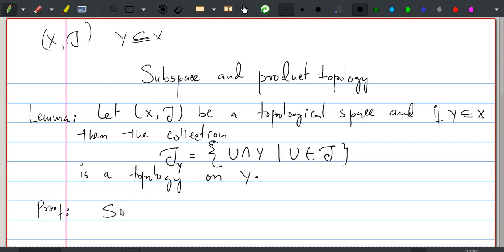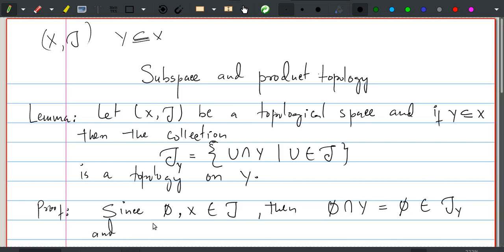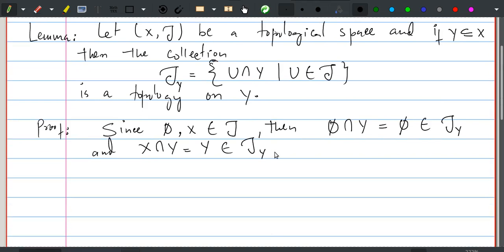Since the empty set and X are both open, these elements being in T, their intersections with Y are elements of T sub Y. Empty set intersection with Y, which is empty, is an element of T sub Y, and X intersection with Y, which is Y itself because Y is a subset of X, is again in T sub Y. So T sub Y satisfies the first axiom, i.e. the empty set and Y itself are in T sub Y.